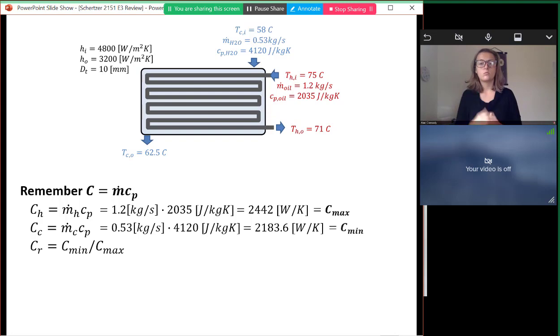Oh, so first I see that the higher number is on the hot side. So C max is on the hot side and C min is on the cold side. I can get the ratio of C min to C max. I always take the lower number over the bigger number, and that's just about 0.9.